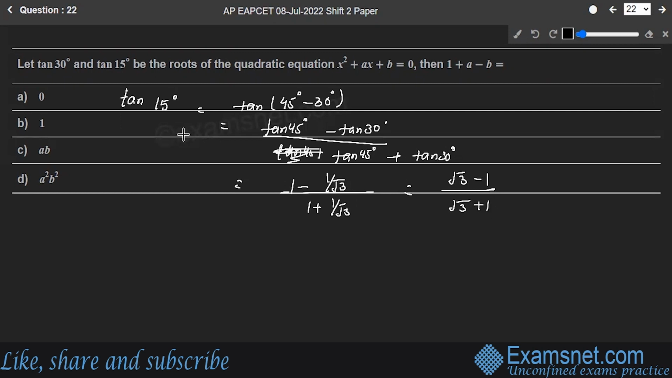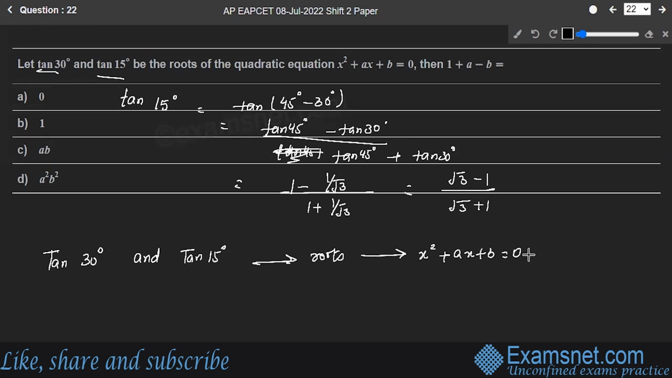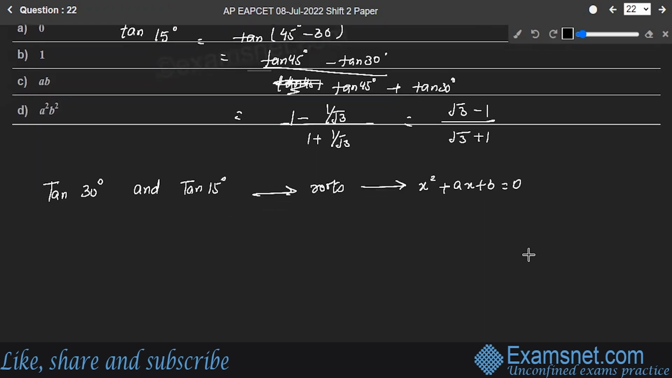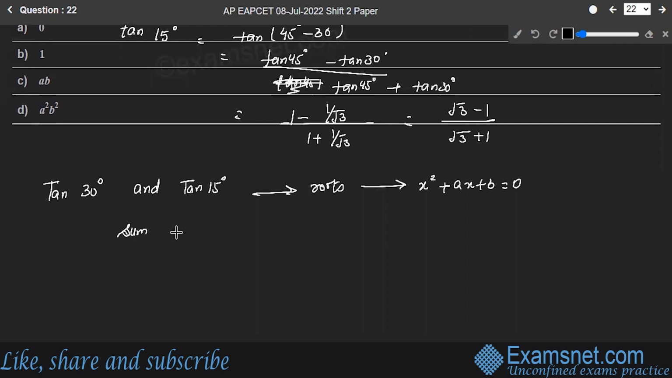So now tan 30 and tan 15 are given to be the roots of the quadratic equation. They are roots of x squared plus ax plus b is equal to 0. Now, you know, the sum of roots is given by minus a upon 1. That means tan 30 plus tan 15 is equal to minus a, right?